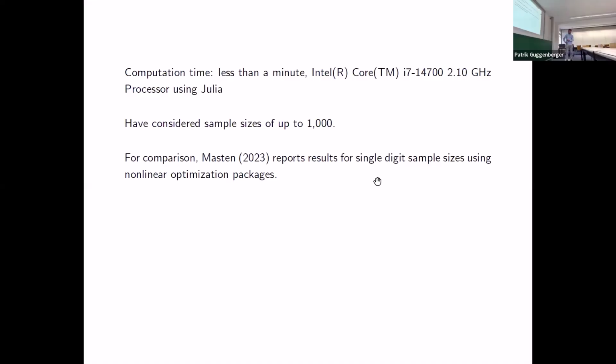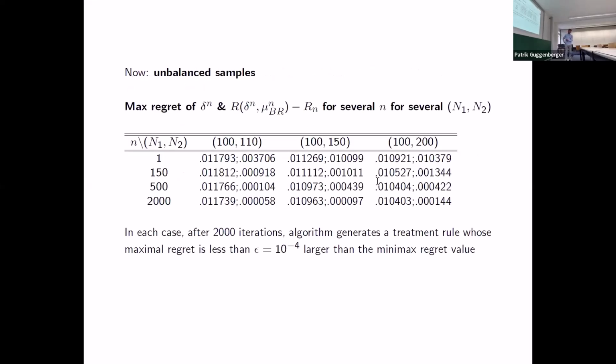And the sample sizes that I handled in that paper are just single digits, like N1 is equal to 1 and N2 is equal to 3. So sample sizes that small, because that's how complicated a problem it is if you don't use that trick. Okay, so then we do unbalanced samples for which there's no analytical result. And again, we find that convergence is very, very quickly achieved.